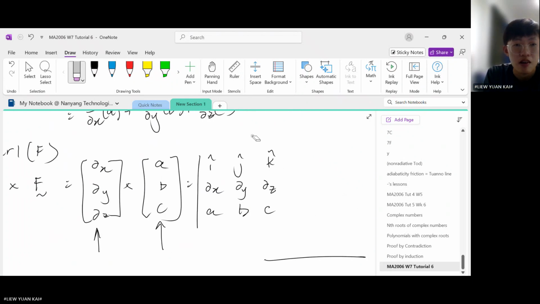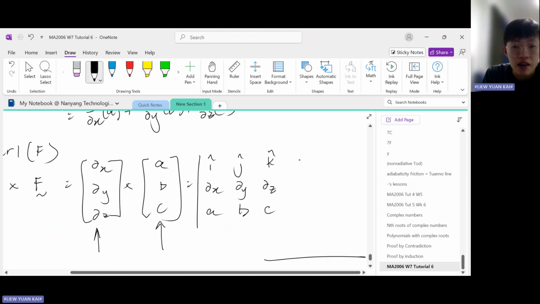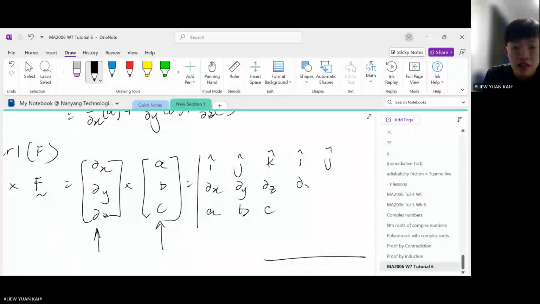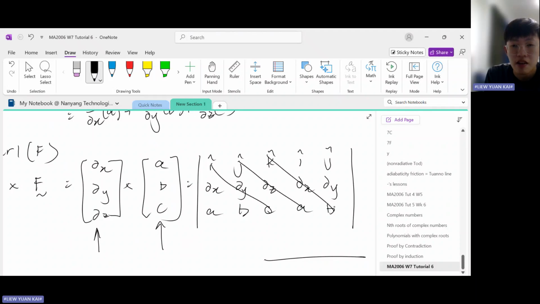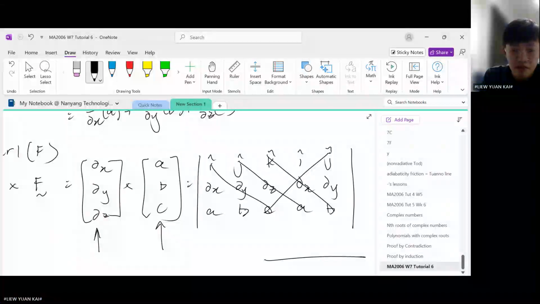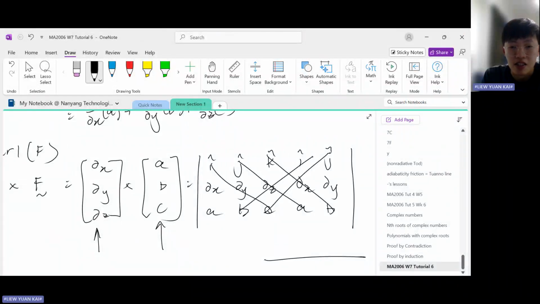You copy the first two columns, the i and j columns, and then do the criss-cross. This times together, this times together, this times together, add those results up, minus this, minus this, minus this result. So this is curl.